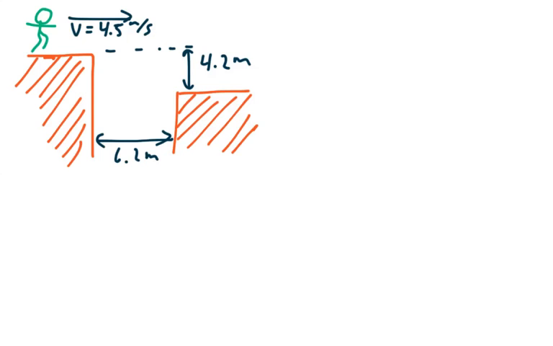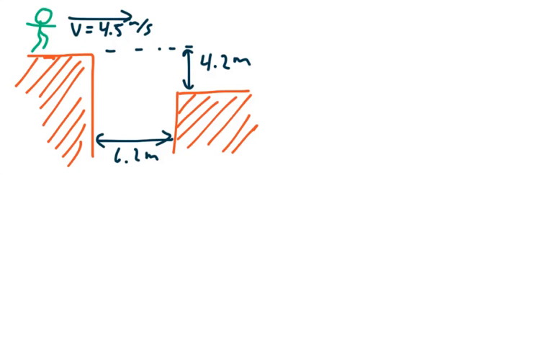We've got a burglar that's trying to evade the police by running across some flat rooftops here. These buildings here that are in orange are the roofs of the buildings. And he's running with a speed of 4.5 meters per second, and then has to decide whether or not he should jump down to the next building, which is a distance of 6.2 meters away horizontally, but 4.2 meters below.